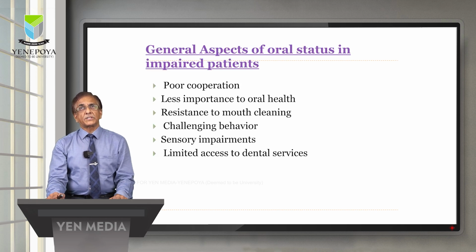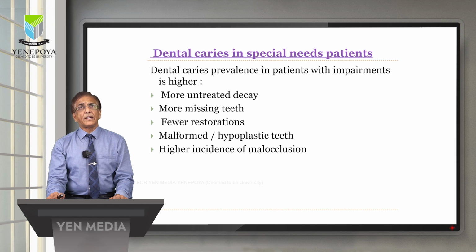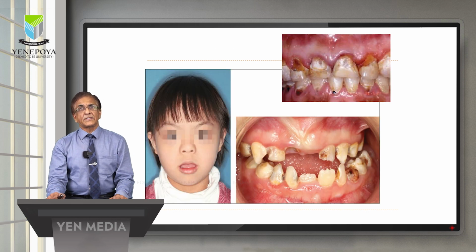General aspects of oral status in impaired patients are poor cooperation, less importance given to oral health, resistance to mouth cleaning, challenging behaviors, sensory impairment, and limited access to dental services. Now, in dental care for special needs patients, there is a high prevalence in patients with impairment of more untreated decay, more missing teeth, fewer restorations, malformed or hypoplastic teeth, and a high incidence of malocclusions. Now these are the conditions where you can see the caries involvement or maybe gingival disease or gum diseases.